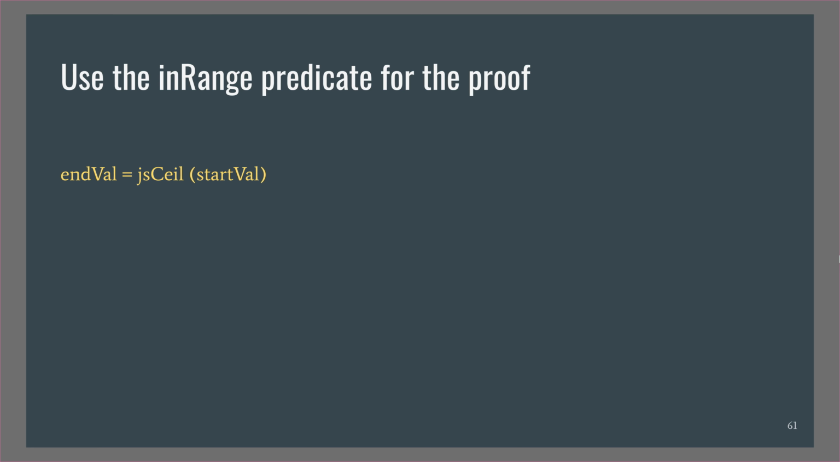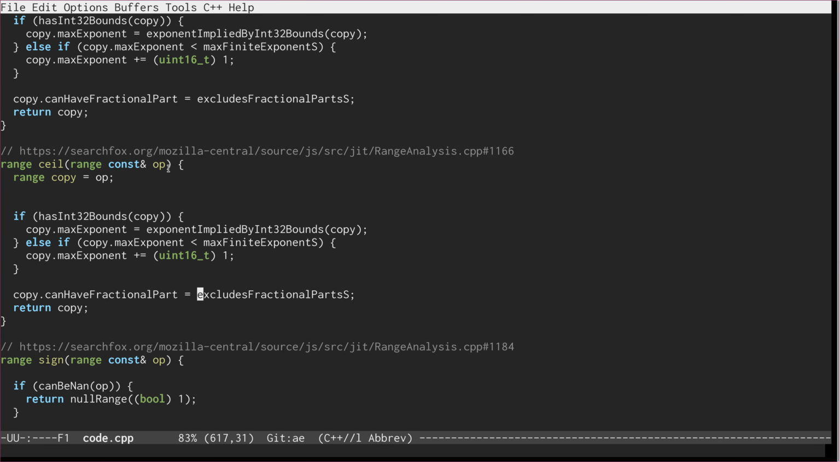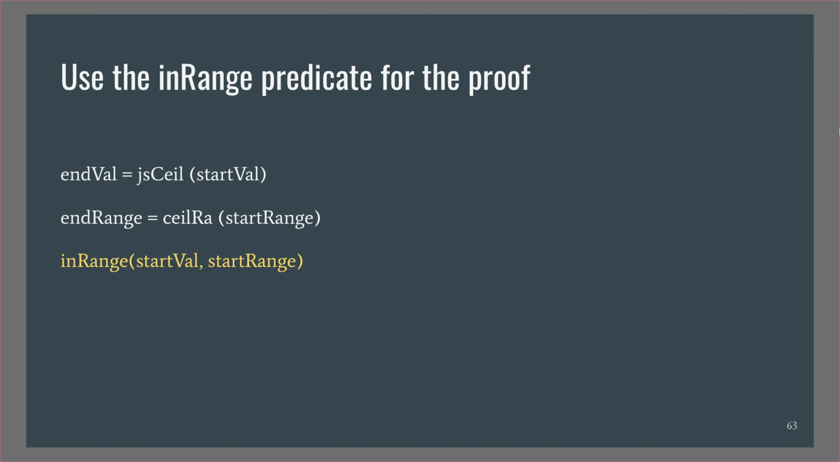First, we set up this equation that endval equals JSCeil of startval. So if startval is 0.5, endval is 1. Then, we're going to say that endRange is the result of ceil's range analysis on the start range. So in this case, this range coming in is the start range, and this returned range is the end range. Finally, we need to connect the values and the ranges using the in-range predicate. We're going to assert that the start value is within the start range. We're going to assume, in other words, that the previous step of range analysis went okay.